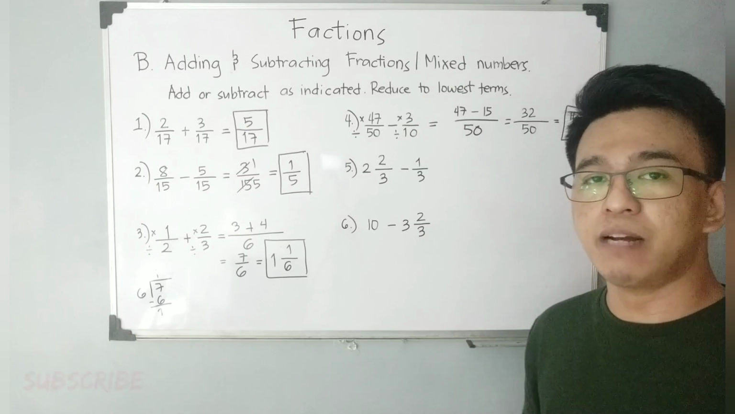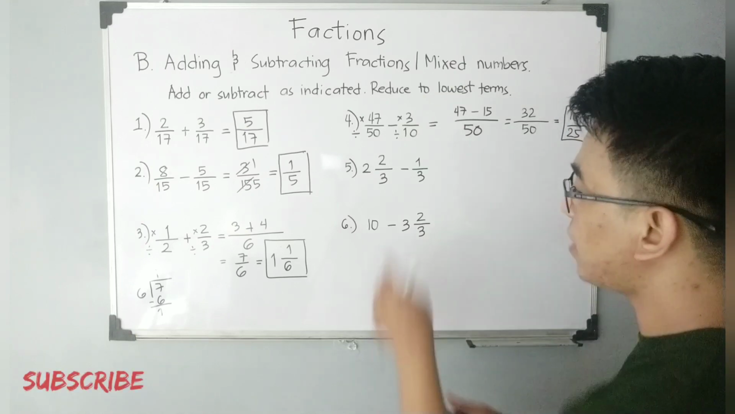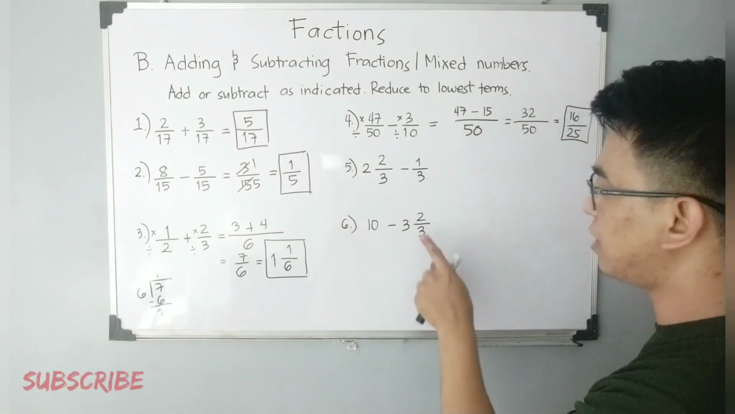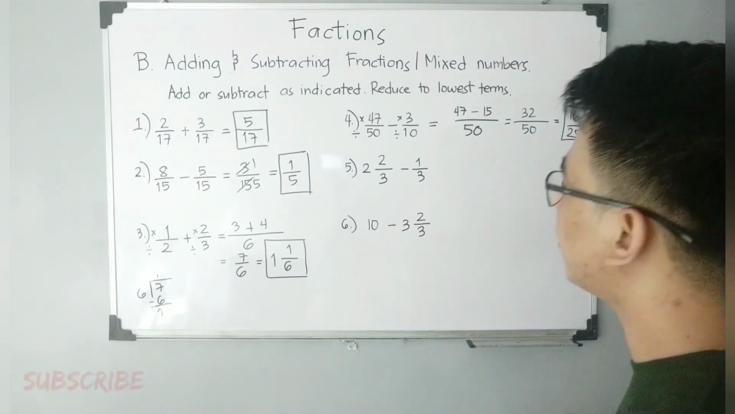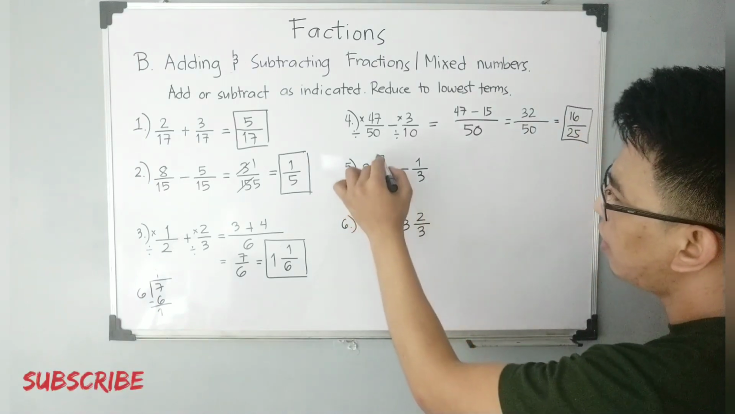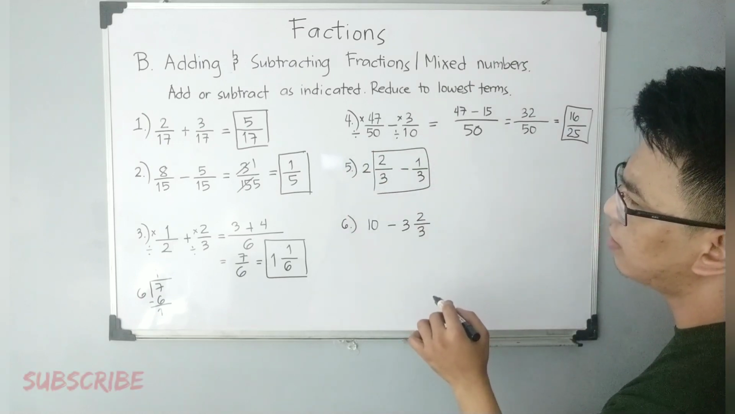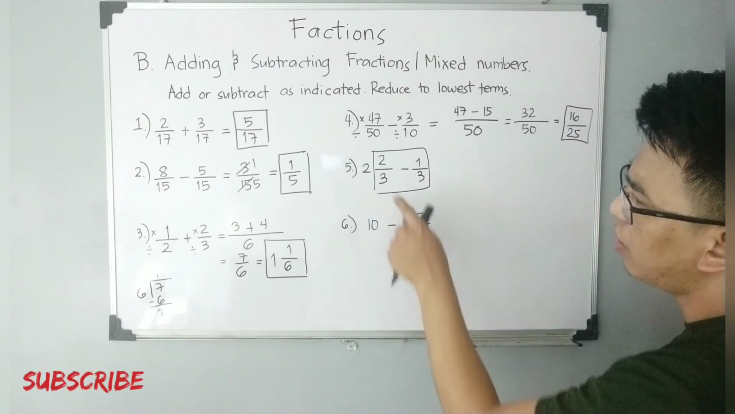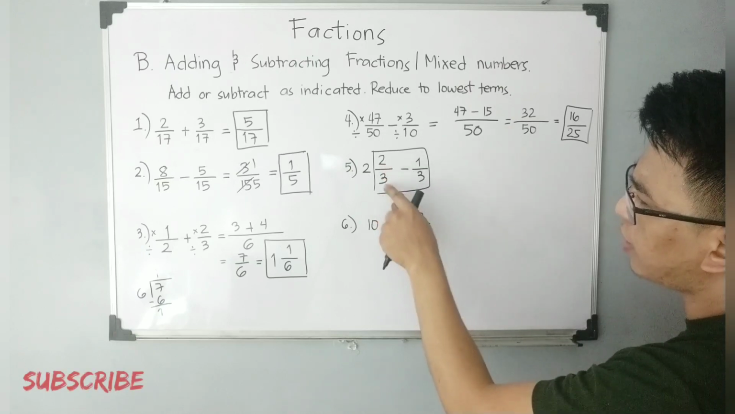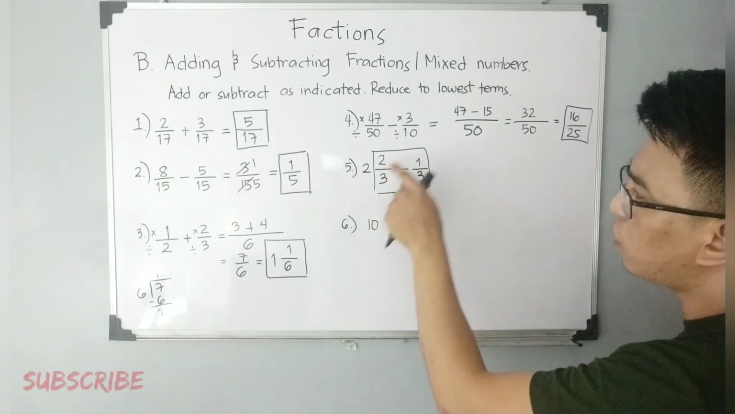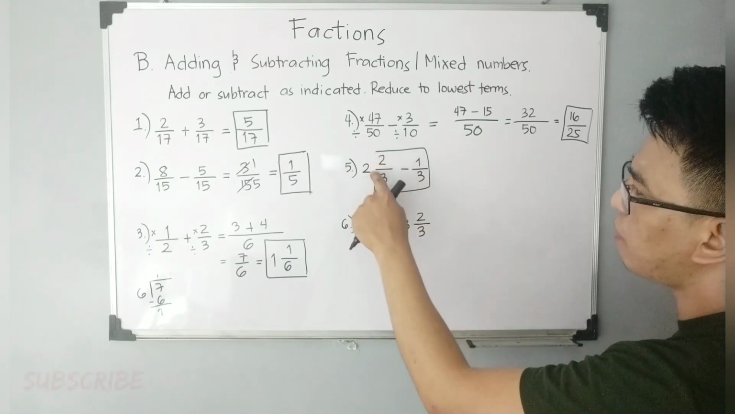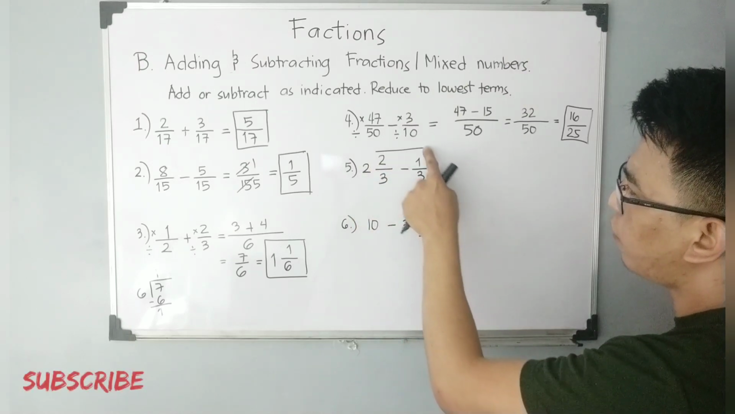For item number 5 and number 6, it's quite different kasi mixed number saka fraction. Whole number saka mixed number. So tuturo ko sa inyo ngayon to. As you can see, you can simplify this. Mas madali lang yung number 5. 2 over 3 minus 1/3. Again, 2 over 3 minus 1/3. So, doon kayo mag-focus. Yan yung pwedeng way na tuturo ko sa inyo.